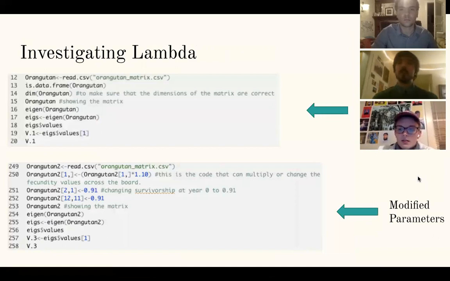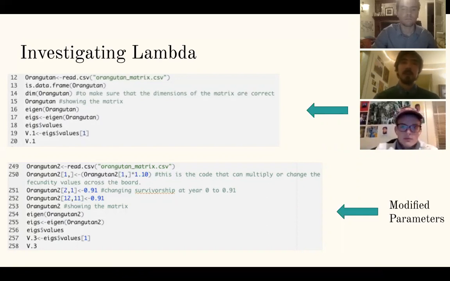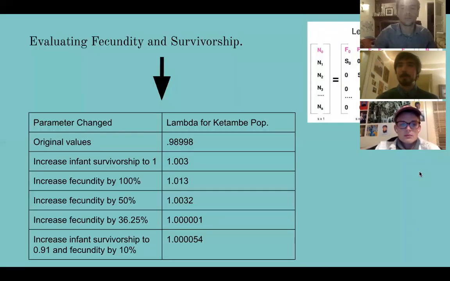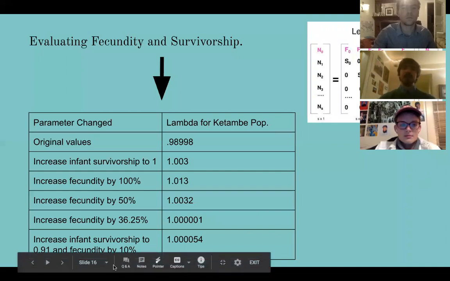We took what we learned from those elasticity values and the reproductive values and decided to investigate a couple different scenarios and their effect on lambda. So our original code is kind of up top, just pulling lambda from the eigenvalues from the Leslie matrix. Then you can see in our modified parameters, lines 251 and 252, we just changed the survivorship for 2 different years within that infant stage to test out a new lambda. And the results of that are here.